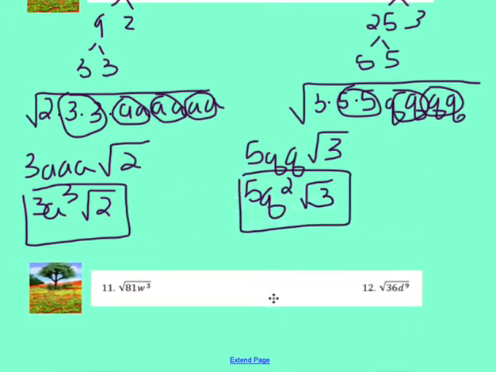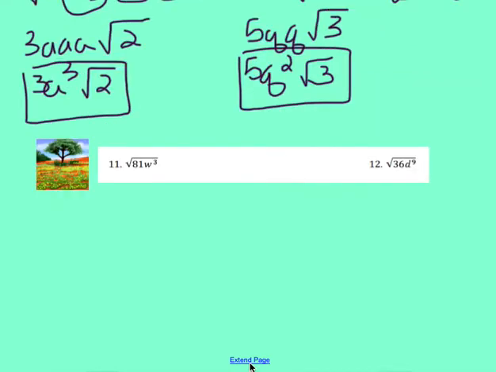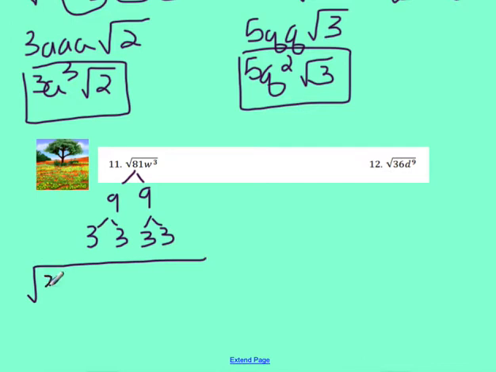All right, let's take a look at number 11 and number 12. So for number 11, we need to figure out what divides 81. Well, that's going to be 9 and 9. Now, each of those 9's can be broken down into 3 and 3. So then, underneath the radical, you have 1, 2, 3, 4 3's, and then 1, 2, 3 w's.